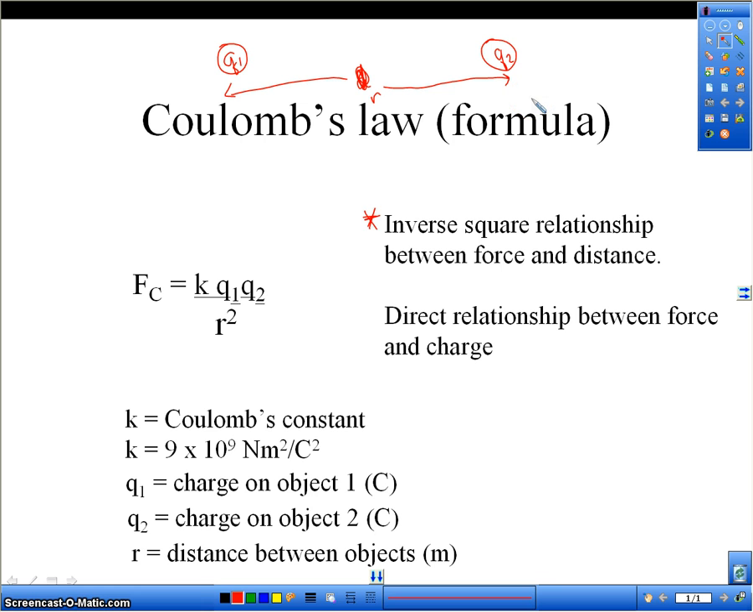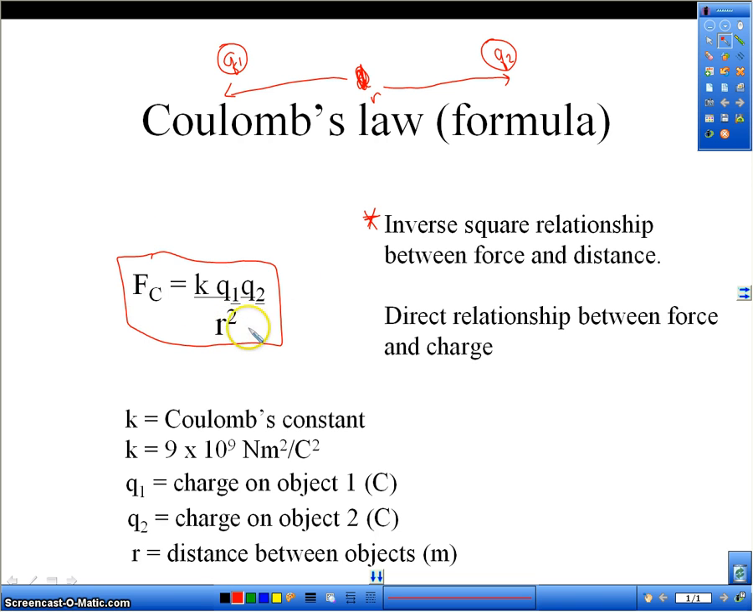I just wanted to remind you of the formula for Coulomb's Law. We usually drop the C and just say force, but it's F_C for Coulomb, equals k Q1 Q2 over R squared. k is Coulomb's constant, 9 times 10 to the 9th newton meters squared per coulomb squared. Q1 and Q2 are your two charges. Remember that those are in coulombs, that's our unit for charge. And R is the distance between the charges, and that's going to have to be in meters. So that was the formula.